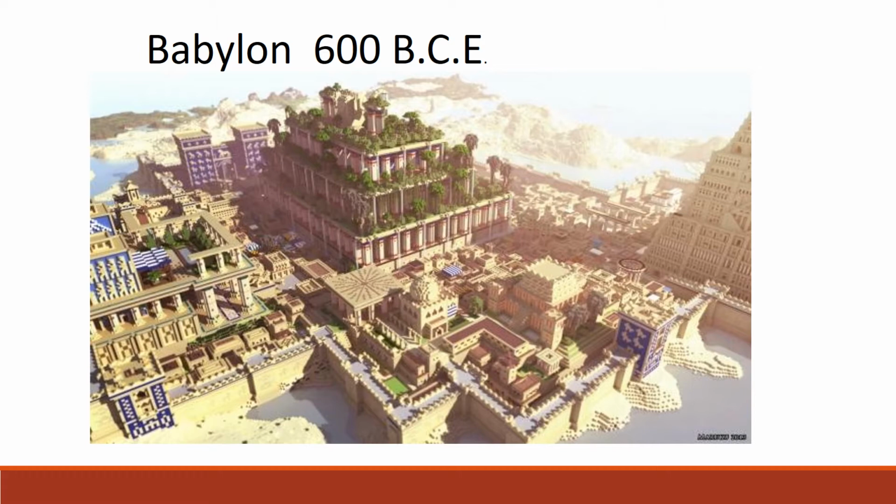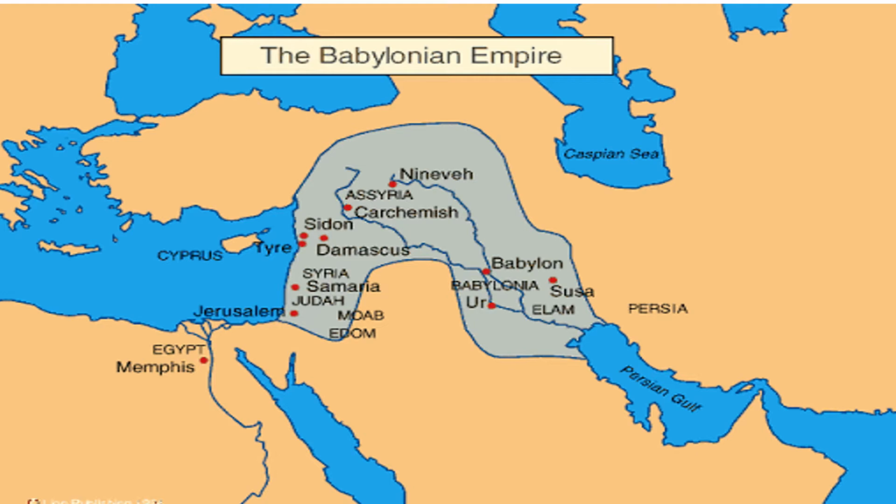The Babylonian numbers. This is Babylon, 600 BCE. The Babylonian Empire stretched from the Persian Gulf all the way to the Mediterranean Sea, covering a huge area which now is parts of Syria, Iran, and Iraq.